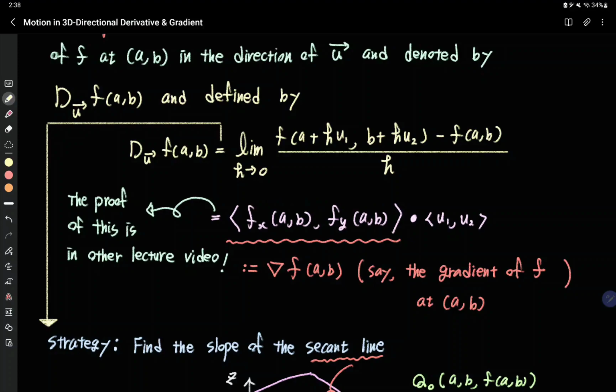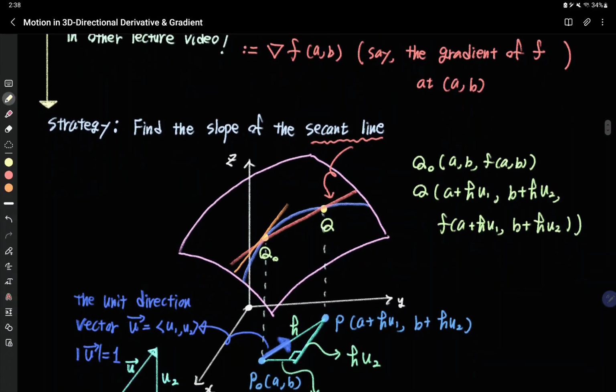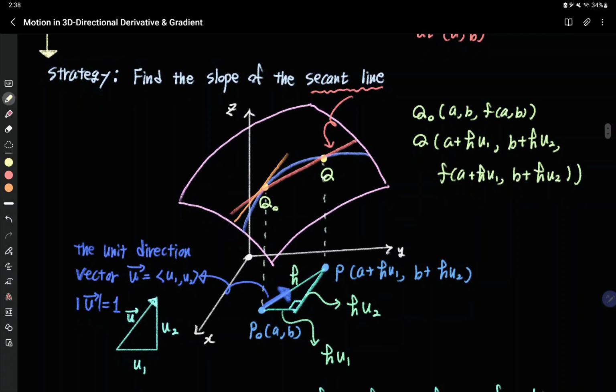In this video I'm going to go over why this is defined by this. The definition of directional derivative is this, and that's the theorem. So we don't need to evaluate a limit to find the directional derivative. We just find the gradient and compute the dot product of the gradient and the vector u. Why this is defined by this is quite simple. The strategy is to find the slope of a secant line, and then take the limit of the slope of the secant line to find the slope of the tangent line.